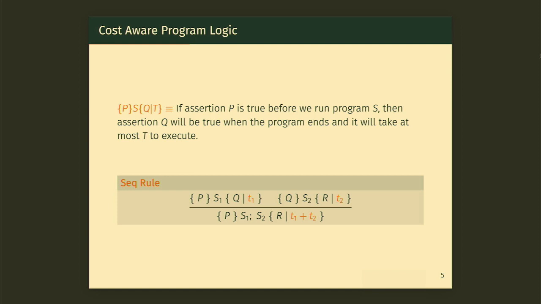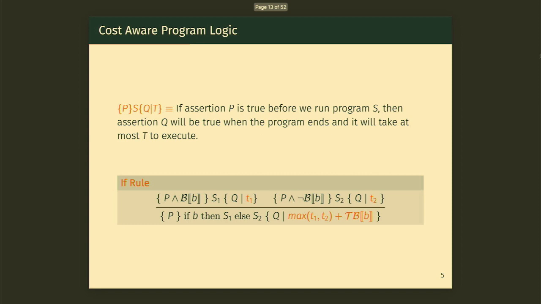So, let's look at the sequence rule. The sequence rule is pretty simple. If we have a sequence of 2 instructions, the cost of this sequence will be given by the sum of the upper bound of executing statement 1 and the cost of executing statement 2.